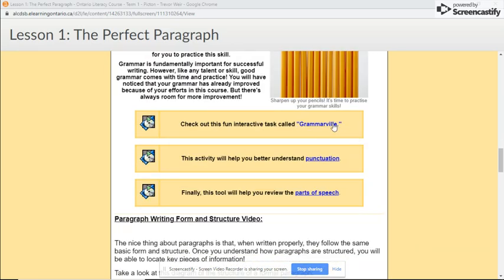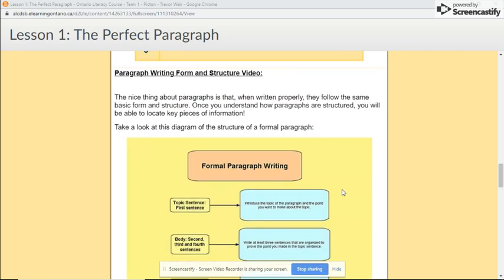There are 3 activities: one for grammar, one for punctuation, one for parts of speech. If you're having a little trouble with your language, or you find that a lot of my feedback is about sentence structure, please go through this. Even if I didn't comment on that, go through it, take a look. It's only going to help.